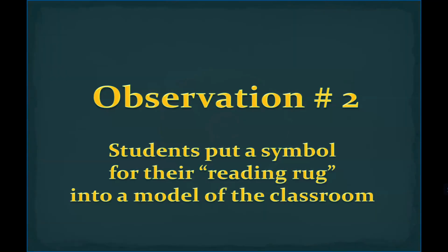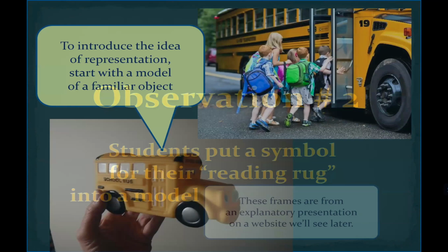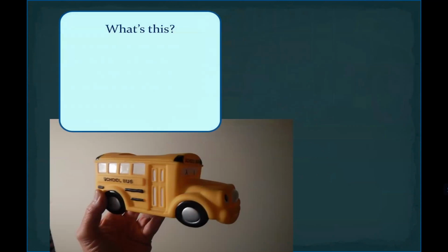Observation number 2. Students trying to put a symbol for their reading rug into a model of their classroom. These frames are from an explanatory presentation on the website that we'll look at later. To introduce the idea of representation in primary school, start with a model of a very familiar object. Ask them, what is this? I've done this in a dozen kindergarten and first grade classrooms.